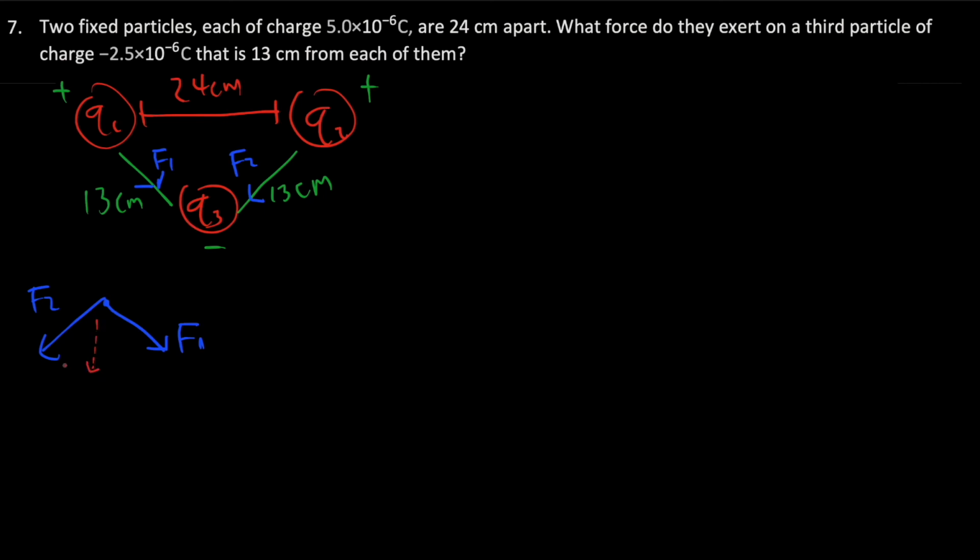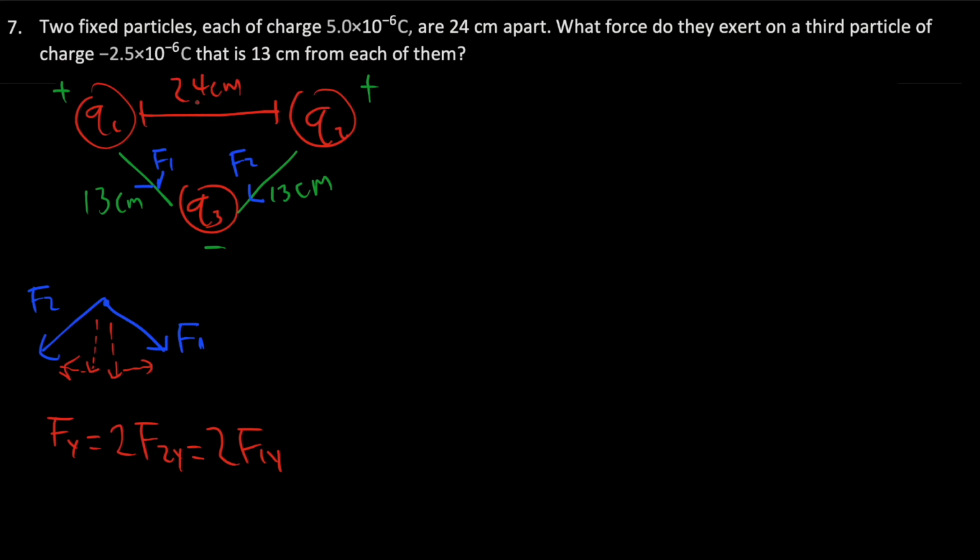So there's gonna be a vertical component and a horizontal component, a vertical component and a horizontal component. So the horizontal components cancel out. We only have two vertical components. So Fy is gonna be equal to 2 times F2y, which is gonna be equal to 2 times F1y.